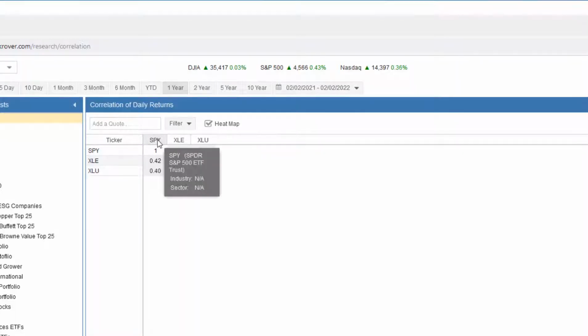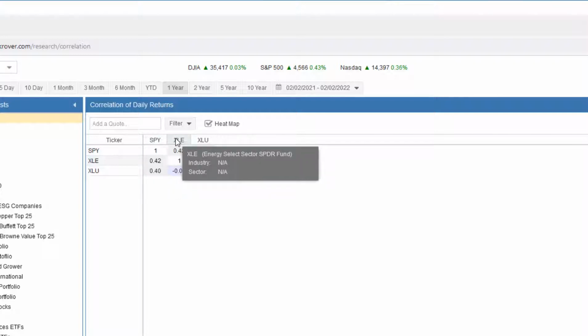I've selected ETFs that represent the S&P 500, energy, and utilities. This would be a portfolio where the asset correlations to each other are fairly low. In this portfolio, SPY weekly correlates with XLE at 0.42, and even more weakly with XLU at 0.40. Even better, we can see that the XLE and XLU correlation is negative 0.05, meaning the two assets are completely uncorrelated.